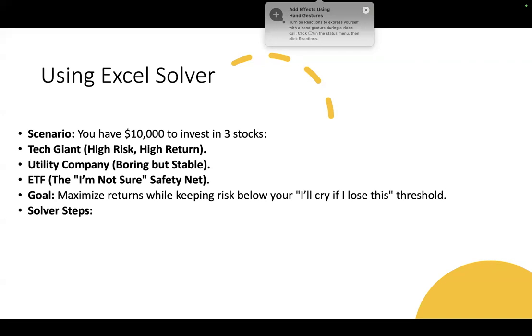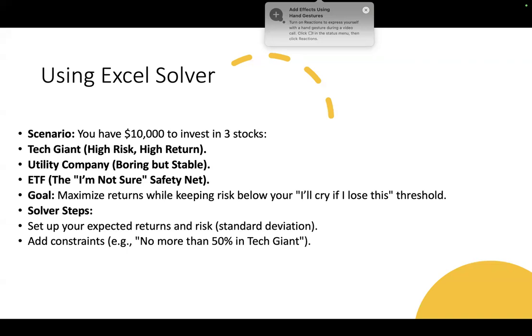So keep this. Solver steps. Number one, we are going to do all of these steps in Excel Solver. Set up your expected return and risk. Yes, so we have to calculate these. Expected return first, or just return, and then risk. That's step number one.